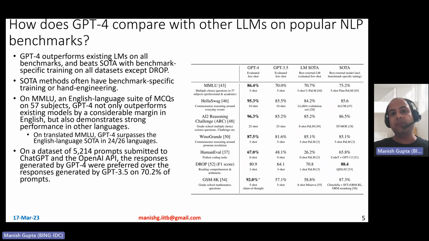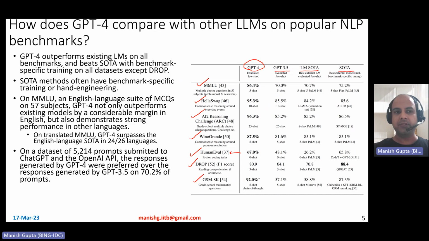Yeah. So how does GPT-4 perform compared with other large language models on popular NLP benchmarks? So here are different benchmarks: MMLU, multiple choice questions in 57 different subjects, HellaSwag, and so on, ARC, Winogrande, HumanEval, the Python coding tasks, and DROP and GSM8K, right? As you observe, GPT-4 is being compared with several other models: GPT 3.5, the language model state-of-the-art, and then the state-of-the-art including benchmark specific tuning, right? So what do you observe?